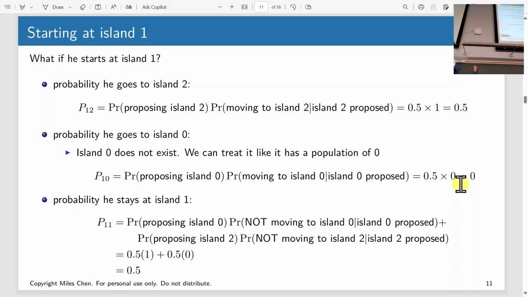And then basically everything else has to be right here. So the probability that we stay at island 1 is going to be, basically everything has to add up to 1. So it's going to be 0.5, but I could also calculate it this way. Probability of proposing island 0, which is 0.5, times the probability of not moving to island 0, which is going to be a 1. Plus the probability of proposing island 2 but not moving there. So 0.5. So here, I'm going to put 0.5, the probability of going to island 2 is 0.5, the probability I stay at island 1 is 0.5, and then 0 probabilities everywhere else.